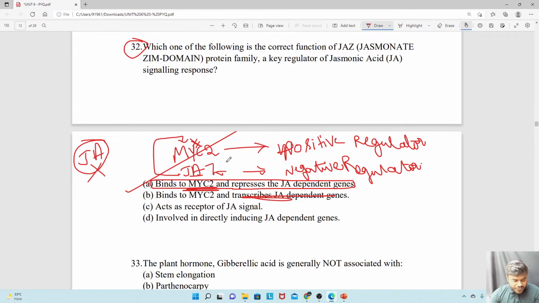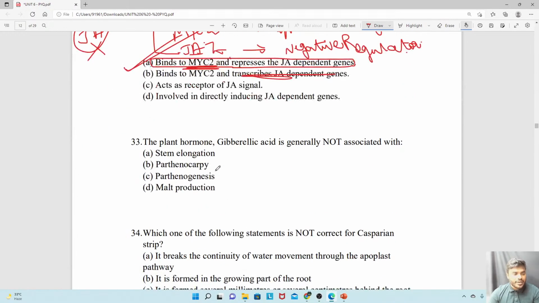Remember these two points, friends, and you can easily remember this. MYC2 is the positive regulator, JAZ is the negative regulator. We all know that a negative regulator is active only in the absence of the hormone. If the hormone is present, the negative regulator is not activated. So in the absence of the hormone, the JAZ negative regulator blocks the positive regulator, hence there is no response. Simple point. Hence the answer will be A. That's good.